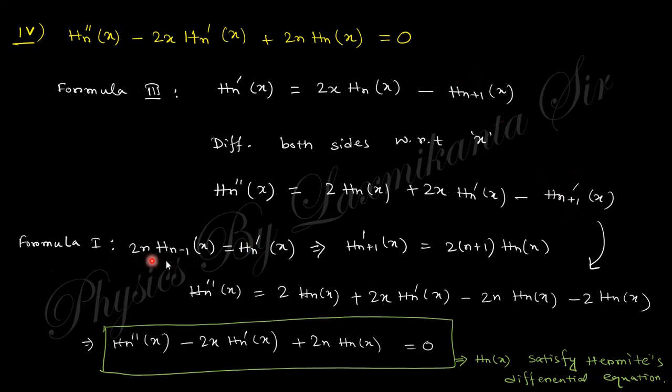And from formula 1, you know this is the formula, so if you put n equals to n plus 1, you will get these things, and use this formula in that point, and rearranging them, you will get this relation. Clear? I think you can derive this relation by this process.